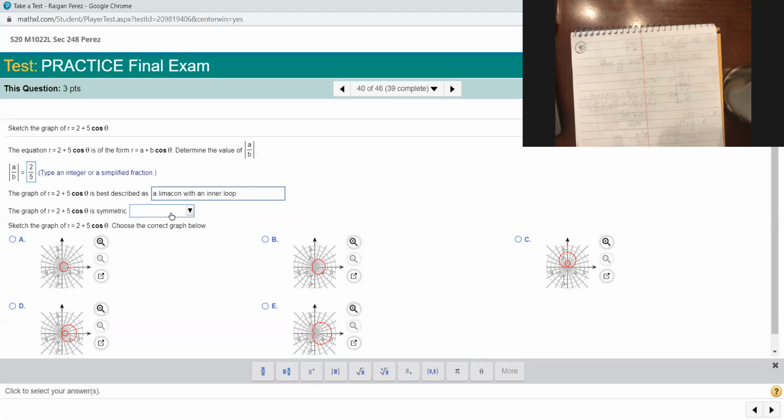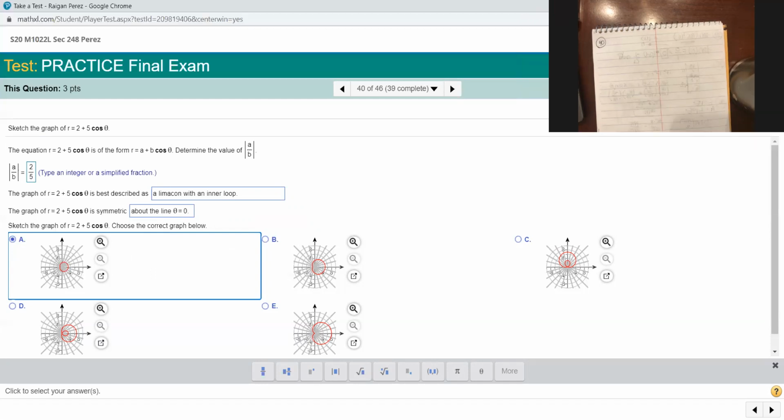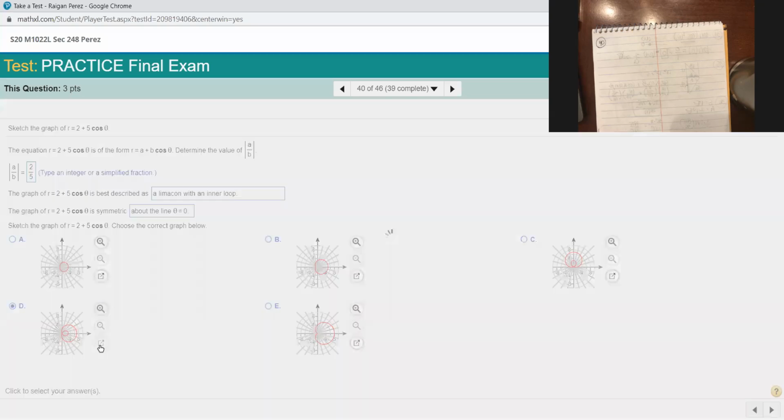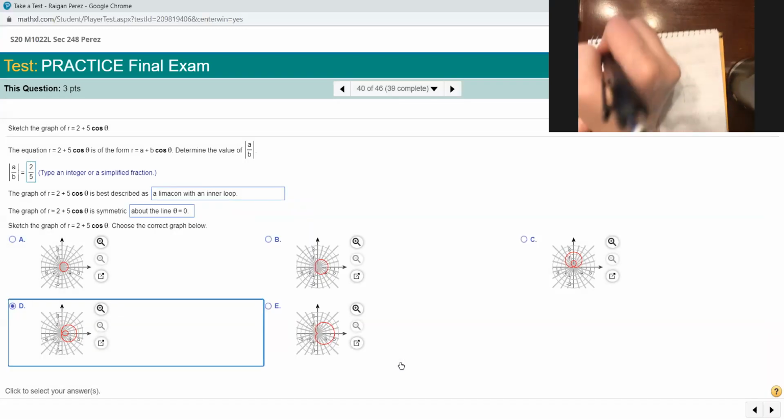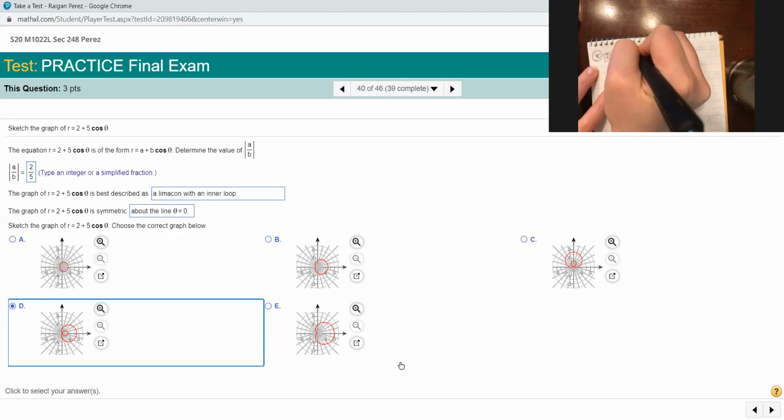Okay, and because it's cosine, it's going to be symmetric on the x-axis, which is the line theta equals 0. And because it's positive, it's got to be on the positive x-axis. So I accidentally clicked A, but I'm supposed to have a loop. Hang on, I'm just moving this so I can see the other one. Okay, so I would assume D because it's the only one that has a loop, but I want to make sure that my points are in the right spot. So 5 plus 2 is 7, and it looks like it hits 7. Okay, yeah, so our answer is D. So limaçon with loop.